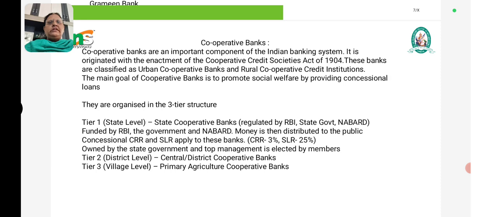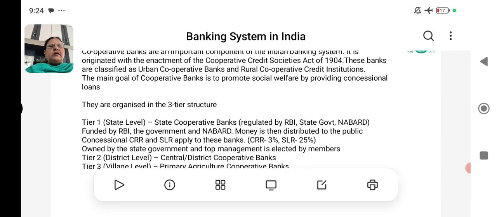Tier 2 functions at the district level, that is the central or district cooperative banks. Tier 3 functions at the village level. It is also known as primary agriculture cooperative banks. These cooperative banks are formed by the people in that area for the benefit of the people, and it is a non-profit organization.